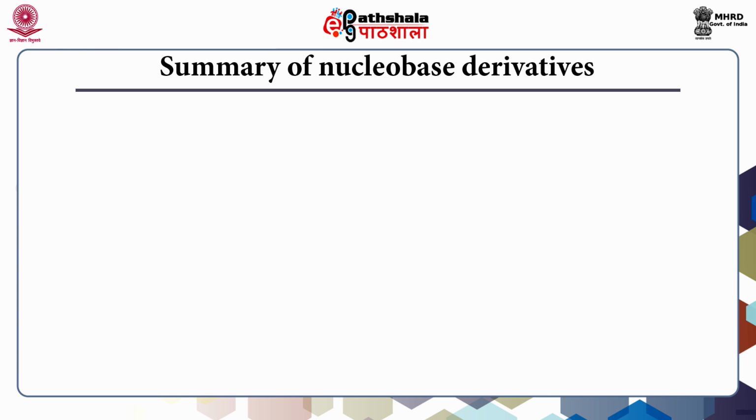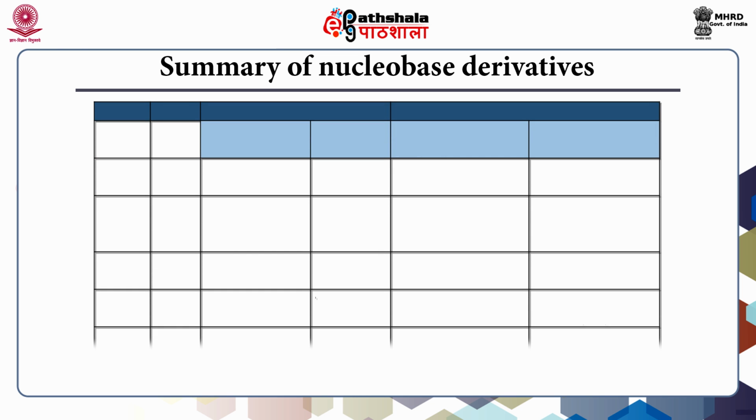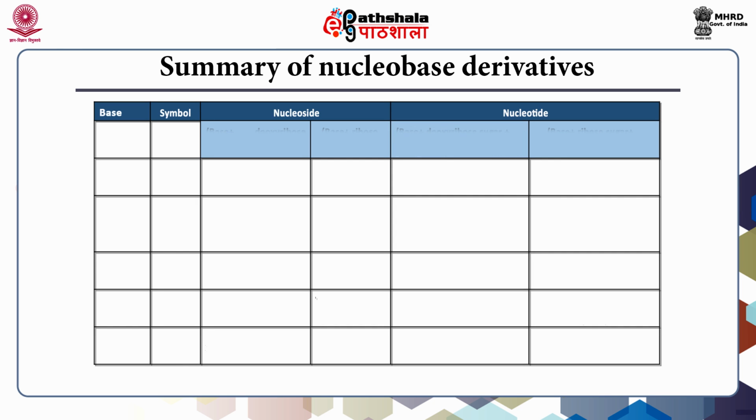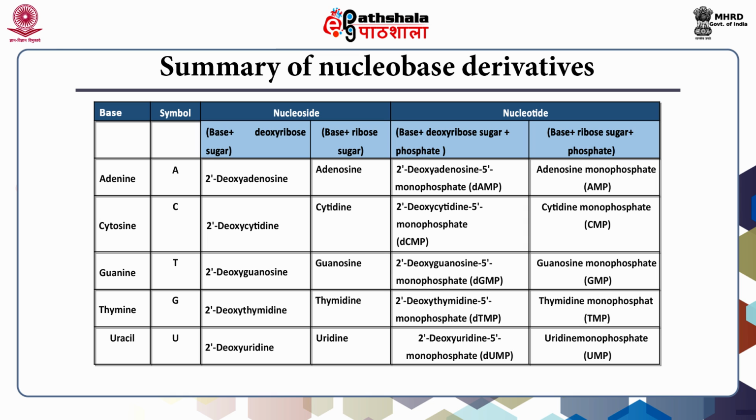Here is a table to give a summary of nucleobase derivatives and their nomenclature. In this sense, this table summarizes whatever has been understood so far. For example, the nucleoside formed with adenine and deoxyribose sugar is called 2'-deoxyadenosine, while that formed between adenine and ribose sugar will be called just adenosine.